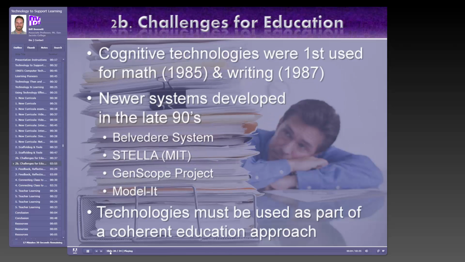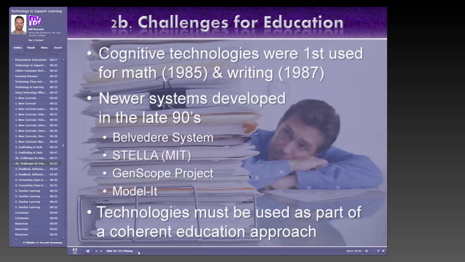Cognitive technologies were first used to help students learn mathematics in 1985 and writing in 1987. A decade later, a multitude of projects use cognitive scaffolds to promote complex thinking, design, and learning in the sciences, mathematics, and writing.